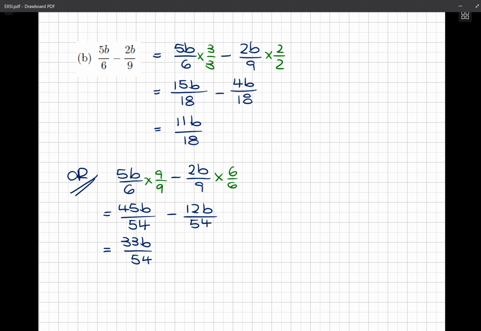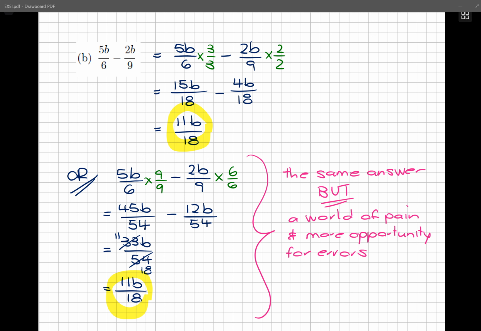They've both got a common factor. The common factor is 3, and 3 goes into 33 11 times, and 3 goes into 54 18 times. We need to clean that up, we can't leave it like that, it's a bit scrappy. So we've got 11b over 18. They're both the same answer, but you would have noticed the first way is a lot less pain. So it's in your interest to find the lowest common denominator in your first step if you can, every time. Let's look at the next example.